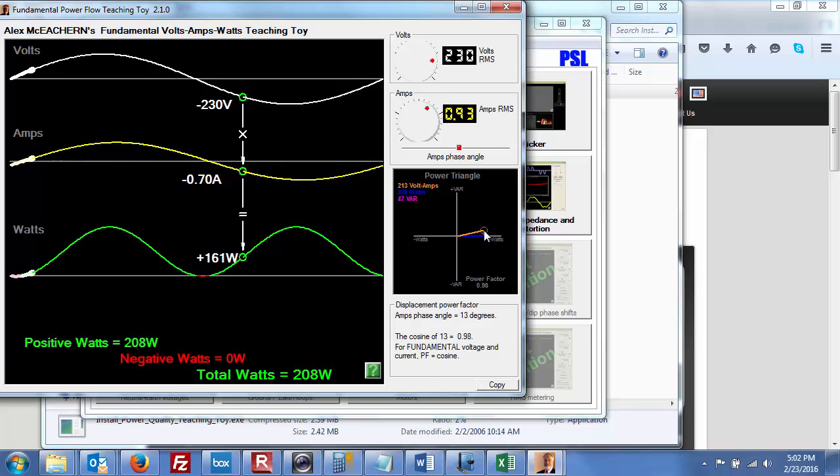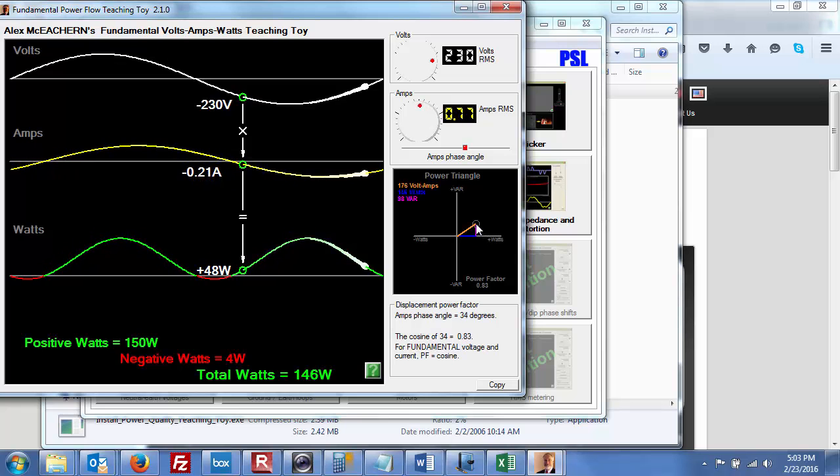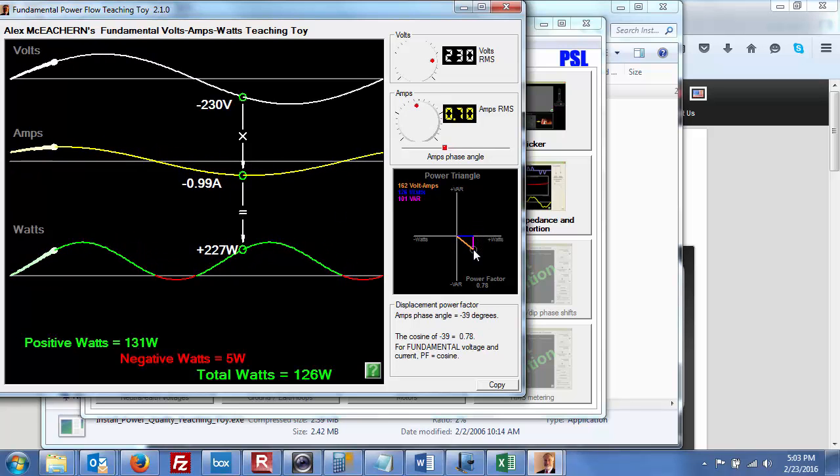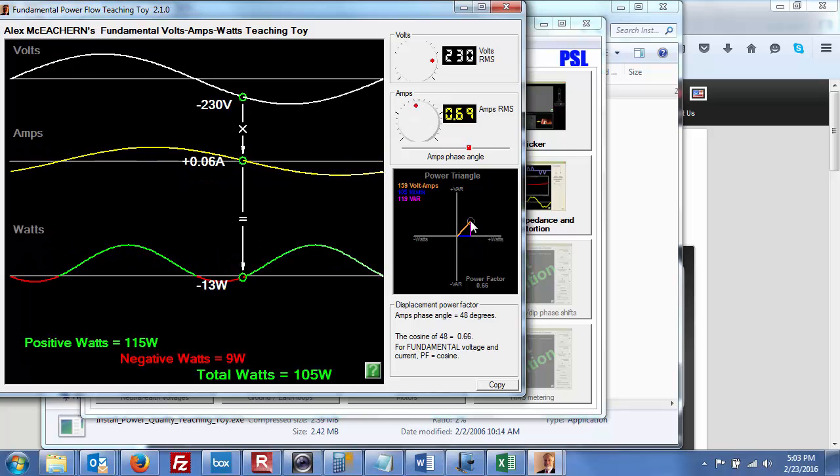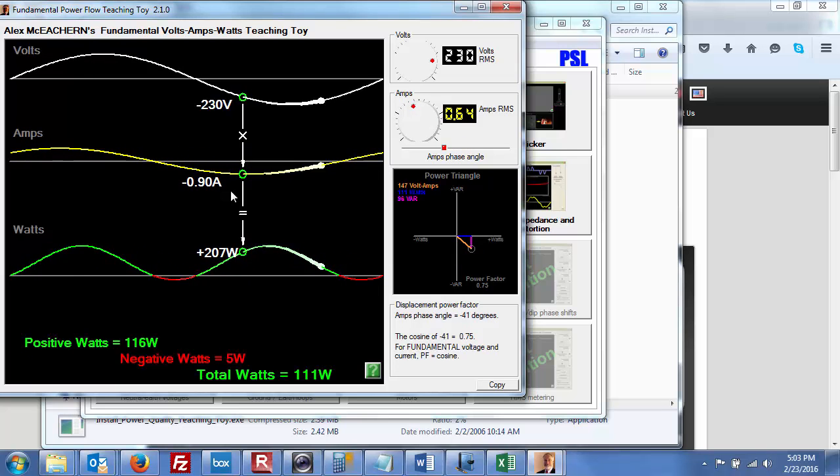If we go over here and reduce the power factor, let's just take it down to like 80. You can see that the volts lead and the amps lag. Come down over here. You can see that the amps are leading and the volts are lagging. You can still have the same power factor because you're just dealing with the triangle, but that's the difference.